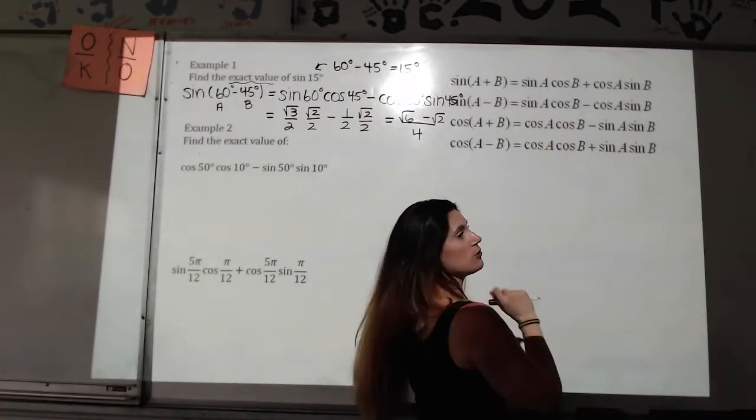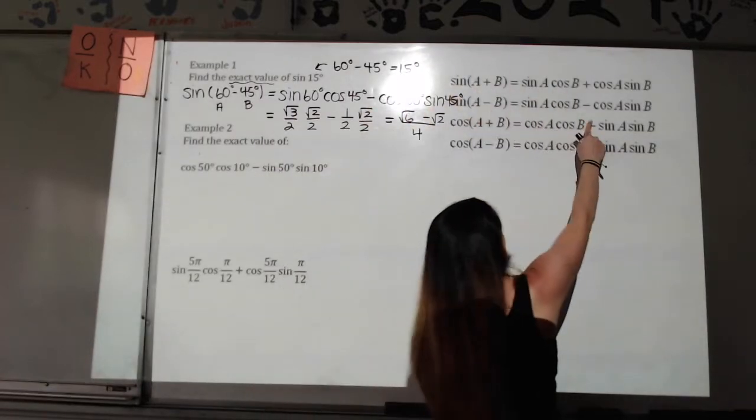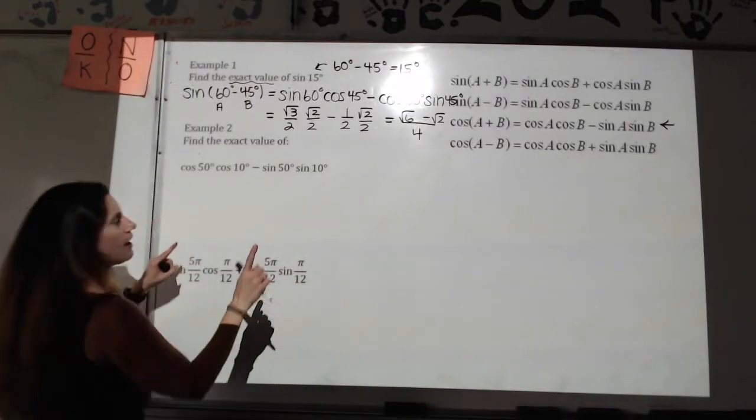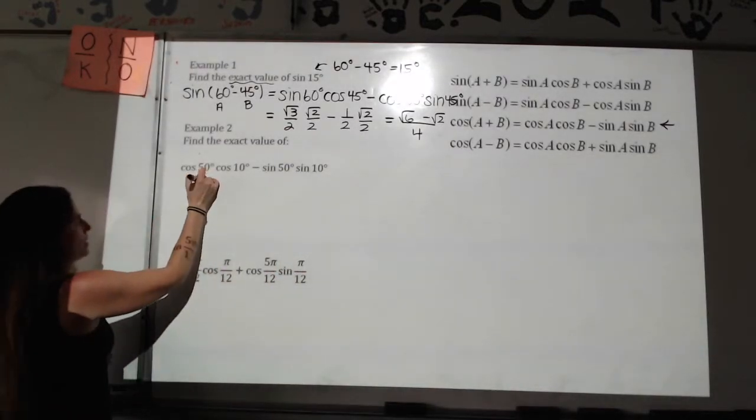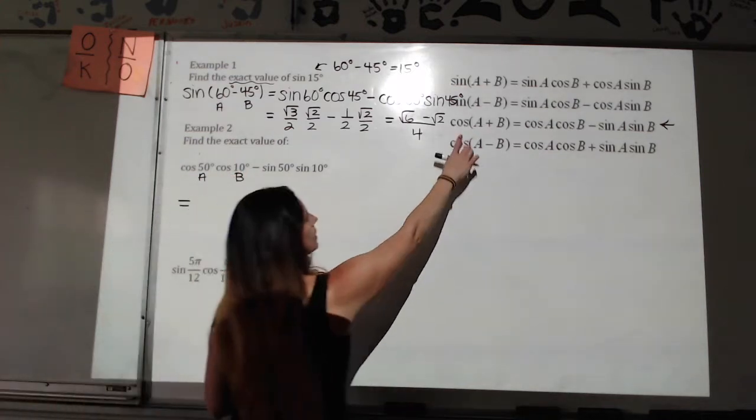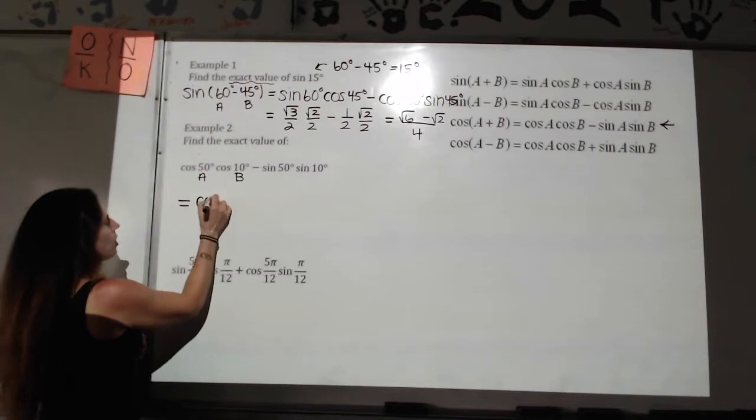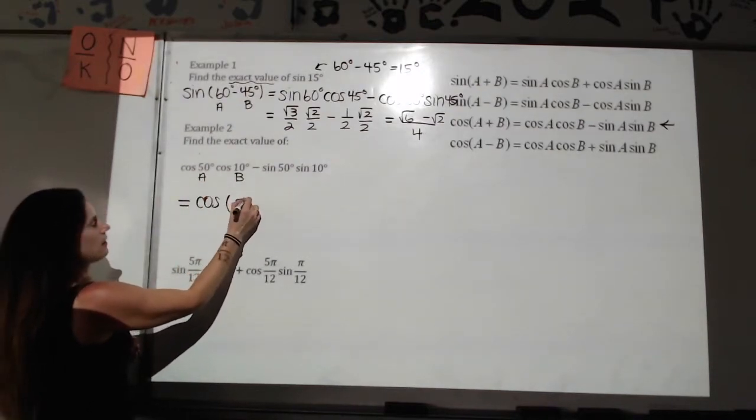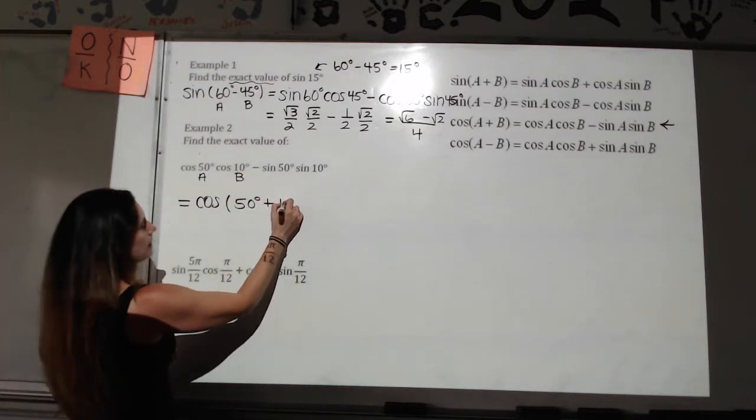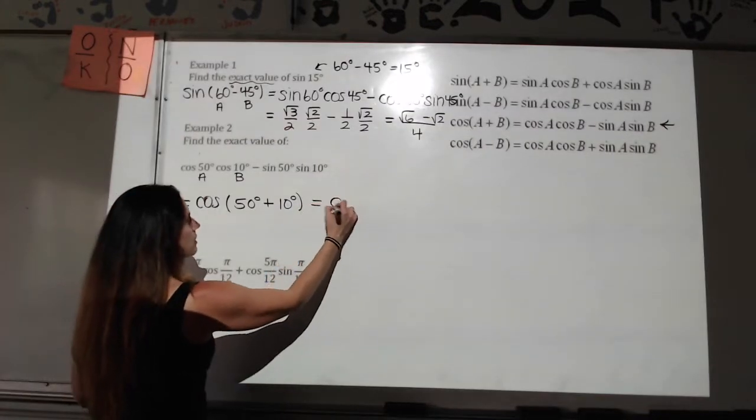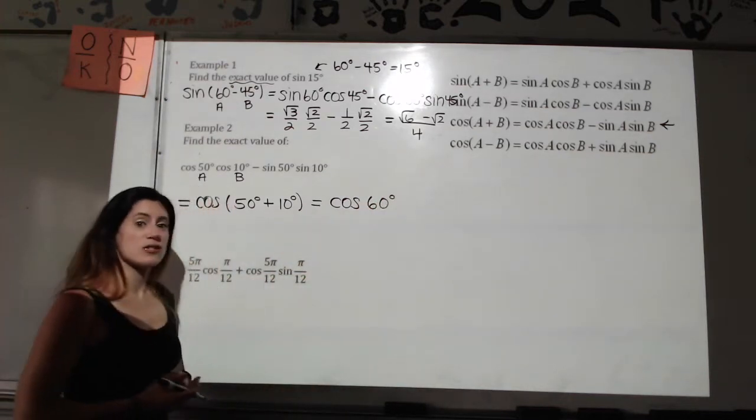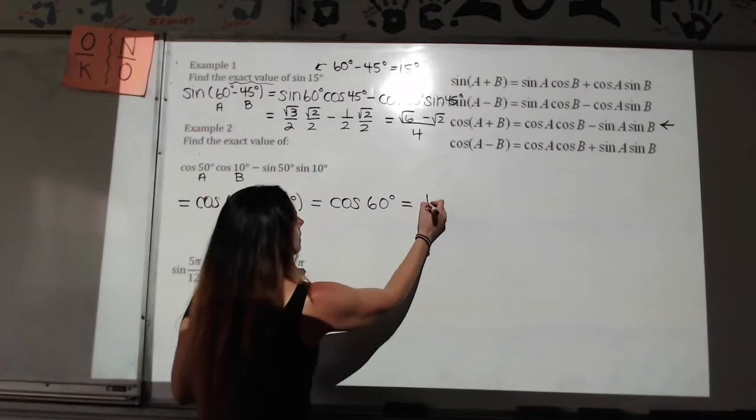So I know it's one of these two. And then the minus matches this minus. So I must need this formula in order to simplify. And if I kind of match everything up, 50 is the A and 10 is the B. So this is going to be equal to, working the formula backwards, the cosine of the thing I labeled A, 50 degrees, plus the cosine of the thing labeled B, 10 degrees. So that's the cosine then of 60 degrees. And the cosine of 60 degrees, we know, is 1/2.